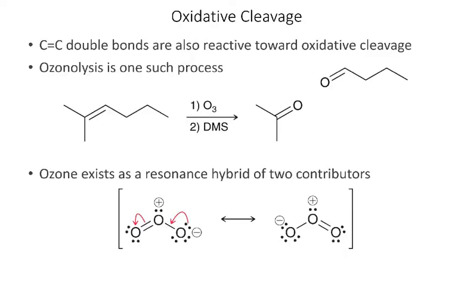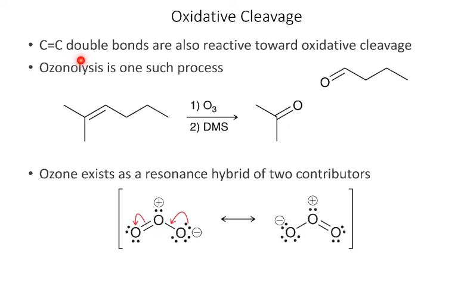Okay, we've got our final reaction with alkenes. In this case, we're going to look at oxidative cleavage. So the final product of oxidative cleavage doesn't actually look like an addition reaction, but the mechanism involves addition along, or to, the carbon-carbon double bond.